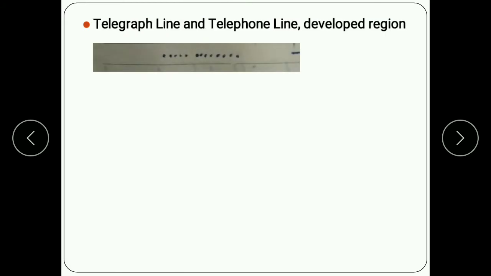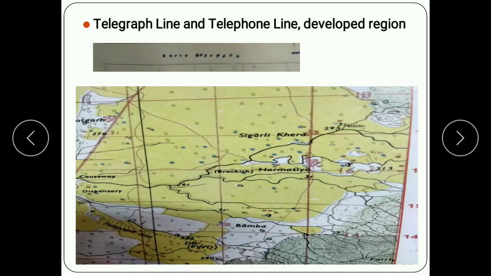Next, telegraph line and telephone line. Developed region. Telegraph and telephone lines are present where the region is an urban one, so good communication facilities are available. As you can see in the topographical map also, telegraph lines are present. Telegraph lines are the same as footpath lines, but footpaths are dotted red, while telegraph lines are dotted black. Telephone lines are also dotted, but thick, as you can see here. But that is a symbol of a developed region.